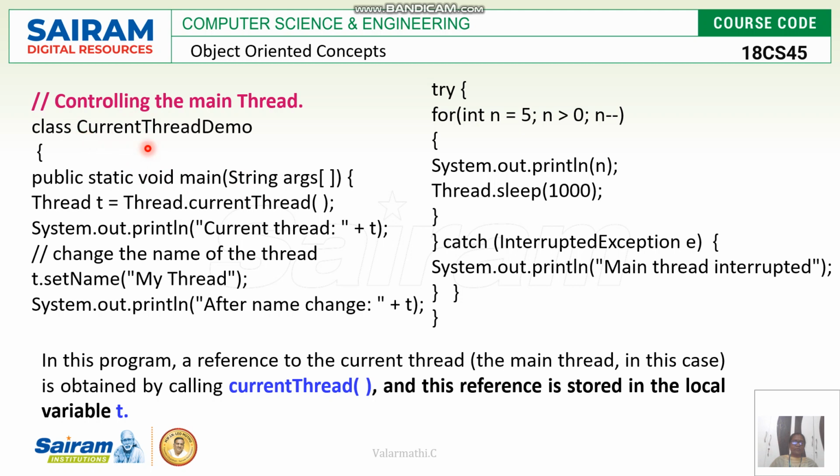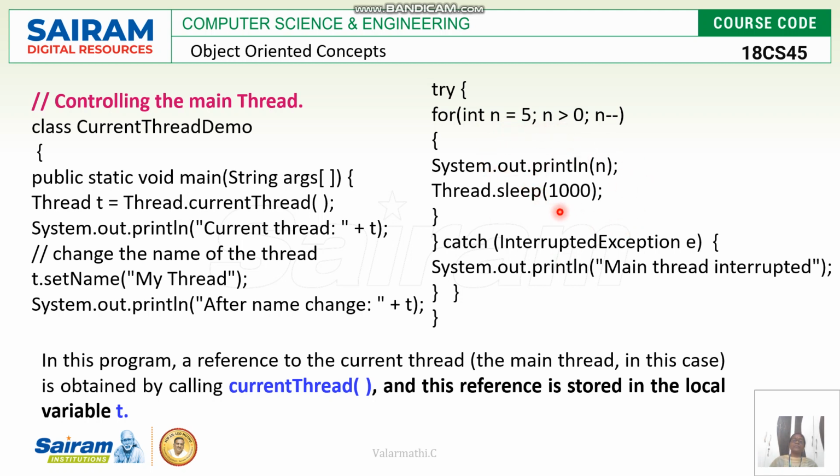It starts with the class name CurrentThreadDemo, and then immediately the main method is called. Thread t = Thread.currentThread. So here t is the object of Thread, and it will call the method called currentThread. As of the present situation, t is the object which points to the current thread. And t.setName is "My Thread". My Thread is set, and after it is changed, we can see the output as My Thread, and starting from 5 to 0, the values of n are printed.